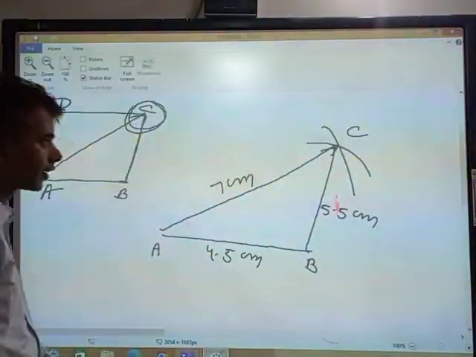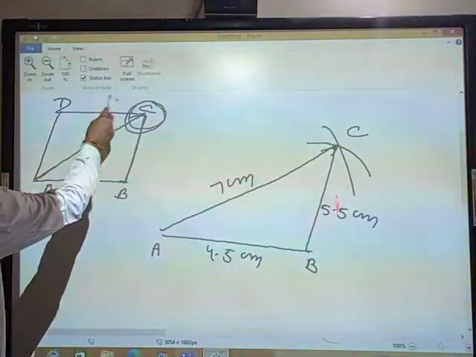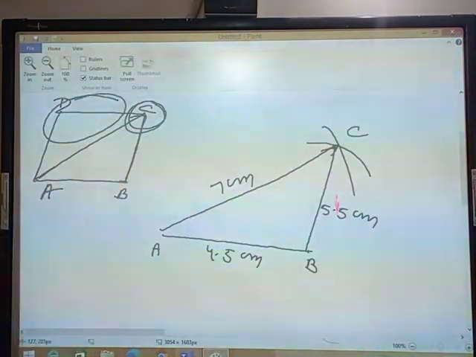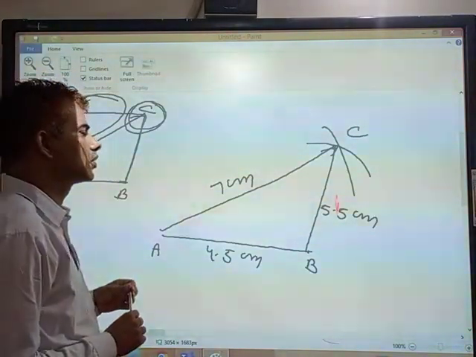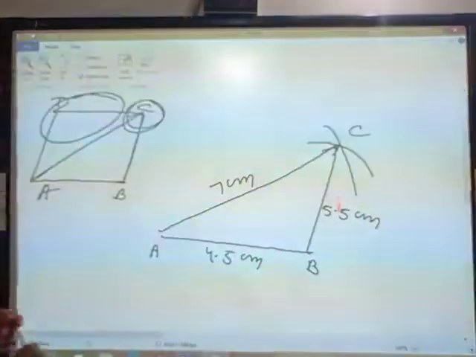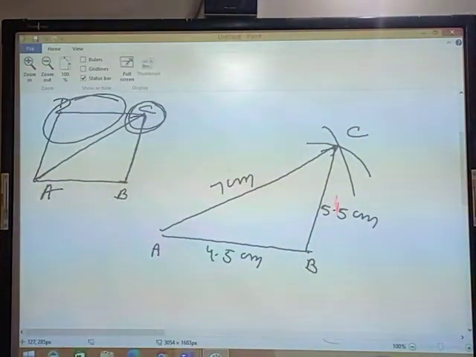Now we have to complete this part. To complete this part, we require AD as well as CD. AD and CD are given or not? Yes, given. Now what is CD? CD is 4 centimeter. Open the compass of radius 4 centimeter.